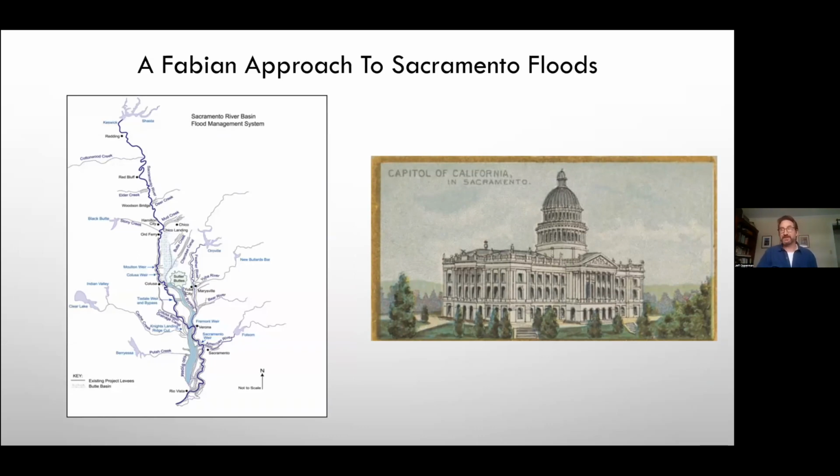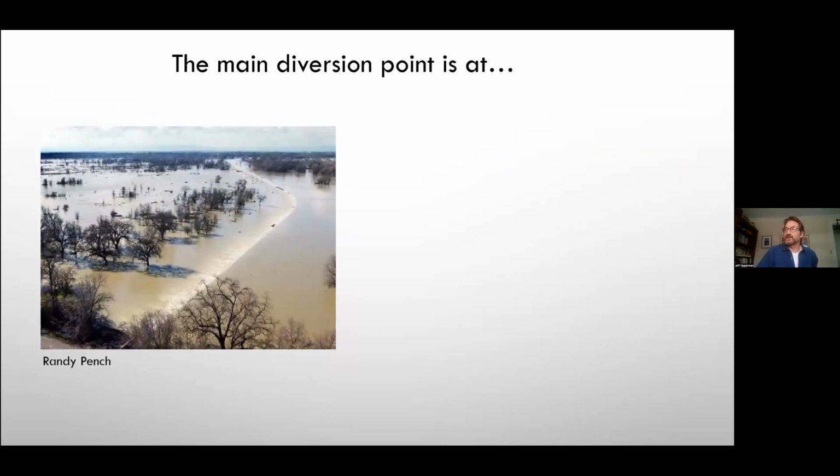They would take a Fabian approach to Sacramento floods. Rather than confronting the floods in Sacramento, they reconnected everything you see in red. This is a map of the current flood management system in the Sacramento Valley, but everything in red was reconnected to the river in the 1930s after they'd given up on this 40, 50 years of battling the floods head on. And they divert and deflect the floods away from the walls, away from the levees, away from Sacramento, into this floodplain. And this is what it looks like.